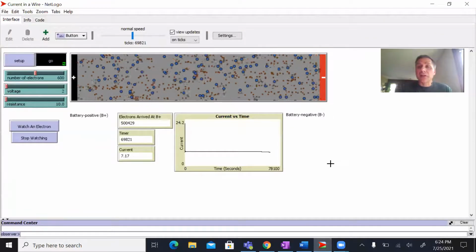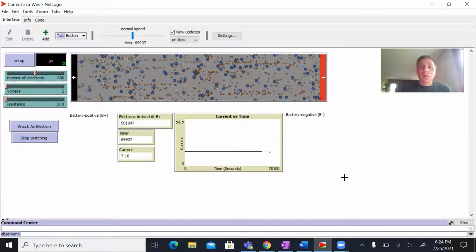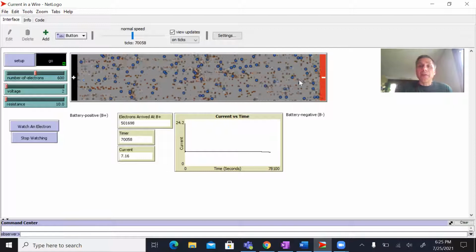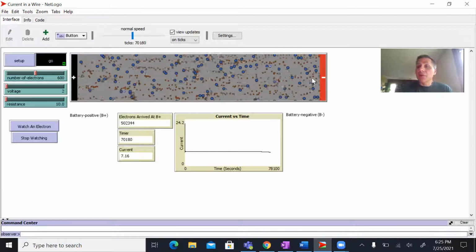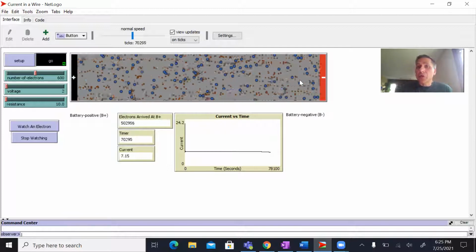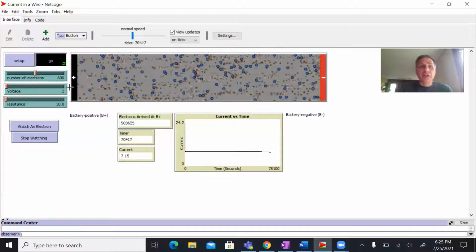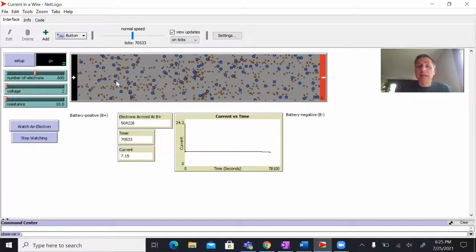This is from a program called NetLogo. And what we're seeing up here is almost like a little piece of wire. Let's think of it that way. If you can make out the red dots moving from right to left, these are electrons. Electrons are negative particles, and they're being repelled by this negative side and being attracted towards the positive side. It's kind of like if you had a battery inside a circuit.